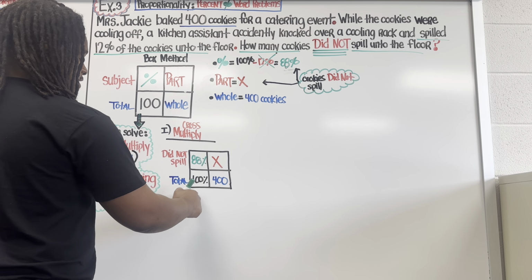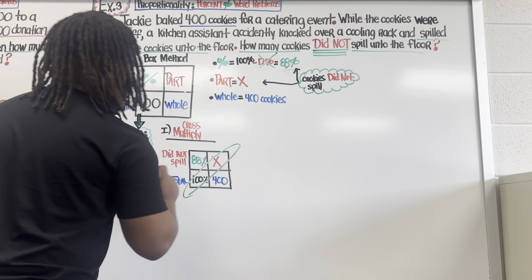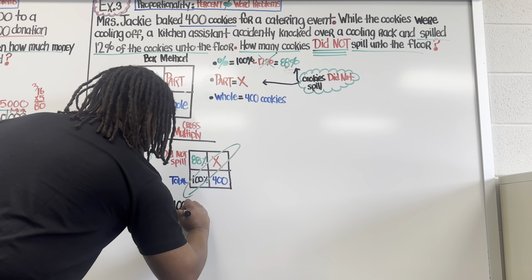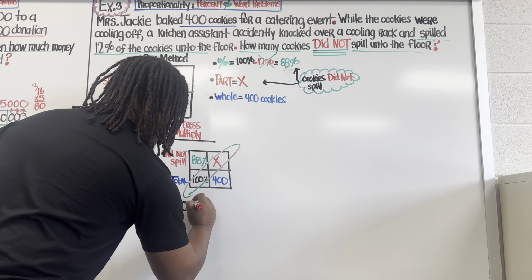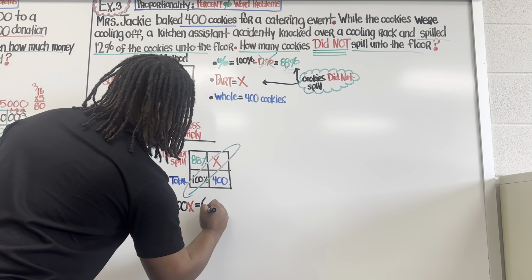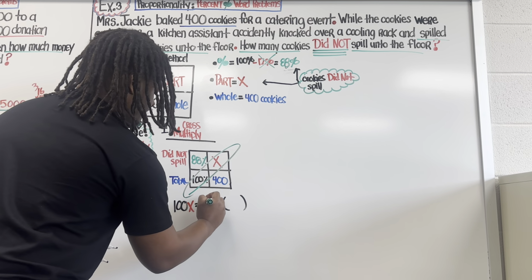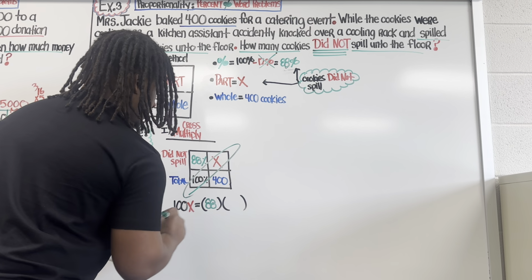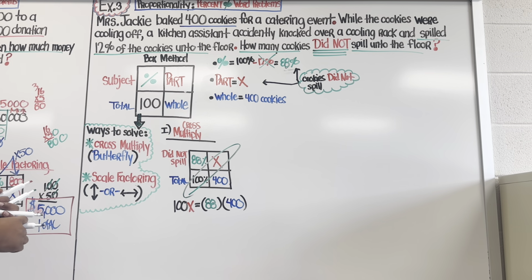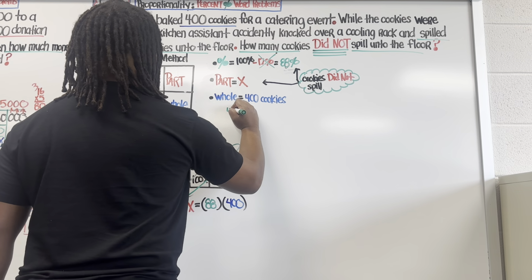Always multiply X with whatever number that's diagonal with X, which is 100 in this case. So I have 100 times X, which is 100X. Let me write it right here. 100X, okay, equals the opposite side, which is gonna be the other two numbers that are diagonal, which is 88 times 400. Okay, 88 times 400.